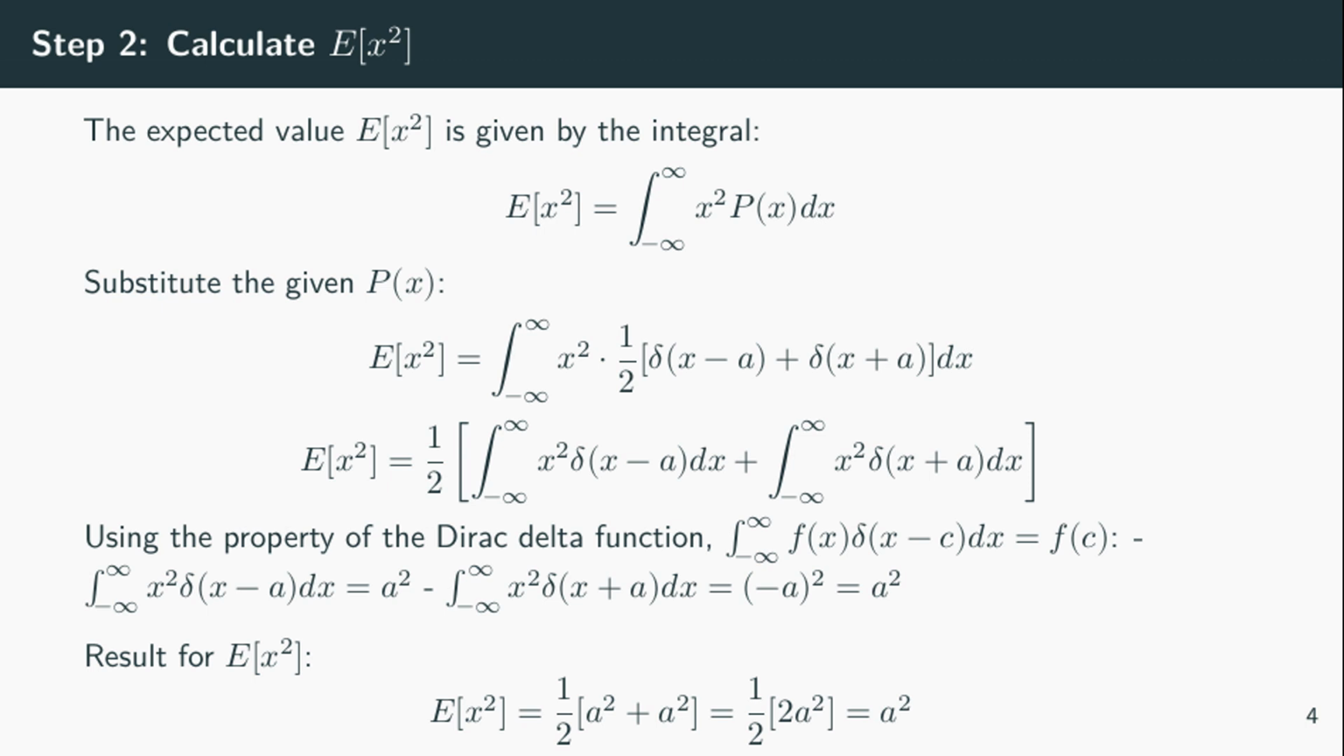Applying the property to the first integral, where the delta function is centered at a, gives us a squared. For the second integral, centered at minus a, we get minus a squared, which is also a squared. Substituting these results back into our expression, we have 1/2 times a squared plus a squared, which simplifies to a squared. So the expected value of x squared is a squared.